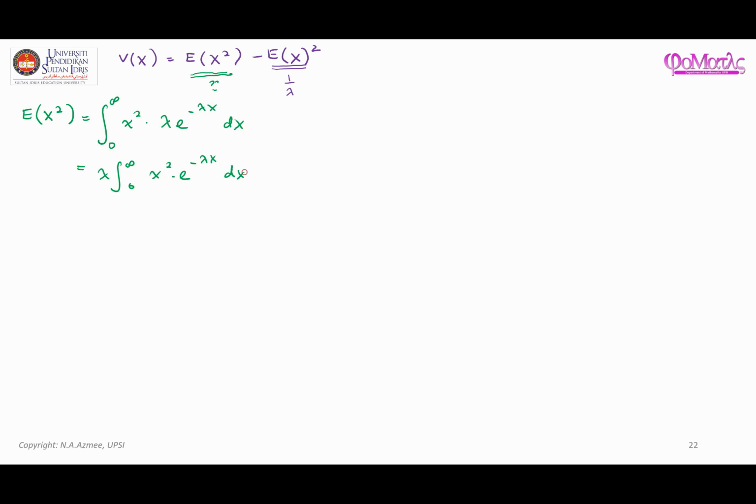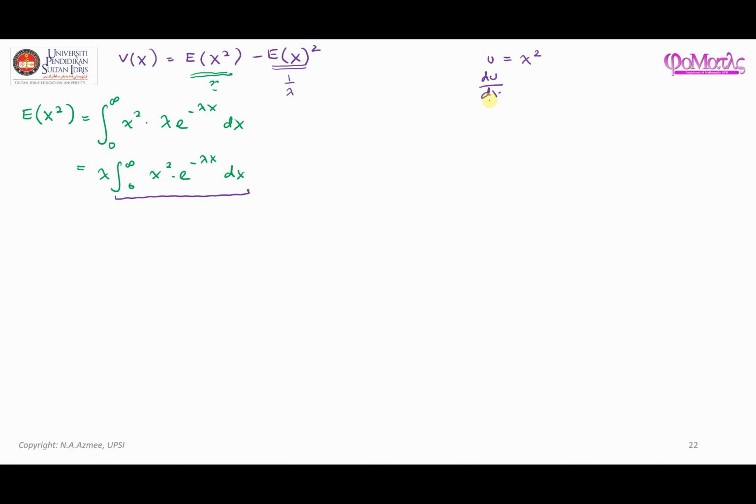Okay, so here we go. And I'm sure you are familiar with this integral. We have no other choice but to apply the integration by parts. So here is the integration by parts, and we're going to let u equal x squared.